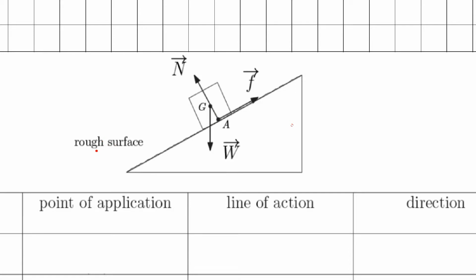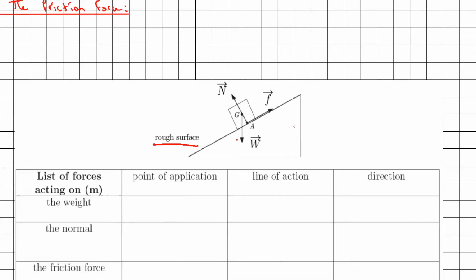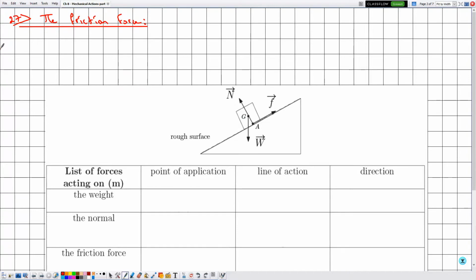And now we want to discuss a new force given by the frictional force, and this force exists whenever there is a rough surface. So there is a rough surface between the solid S and the support. And let me write here: the friction force is the force F that opposes the motion of the object.